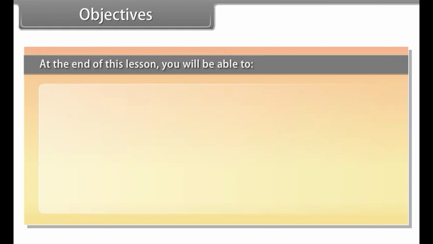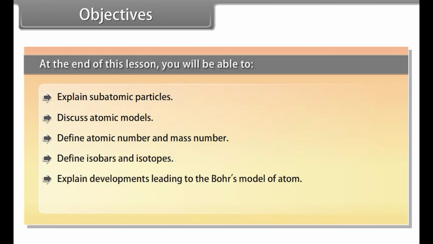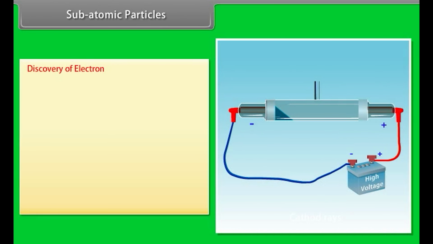Objectives. At the end of this lesson, you will be able to explain subatomic particles, discuss atomic models, define atomic number and mass number, define isobars and isotopes, explain developments leading to the Bohr's model of atom, explain Bohr model of hydrogen. Subatomic particles. Discovery of electron.